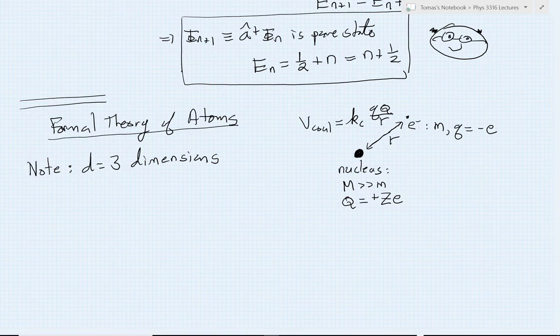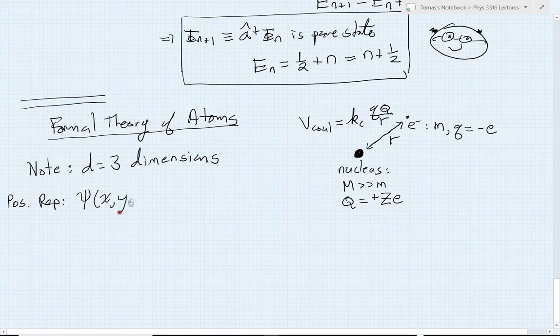So in 3 dimensions, the representation of our quantum state, and we will do this in the position representation at first. The position representation will then be some wave function, which is now a function of all 3 coordinates, x, y, and z, so that we are able to determine the probability density for finding the particle at any particular location simply by taking this complex wave function and squaring it. So I think that's a pretty straightforward generalization.